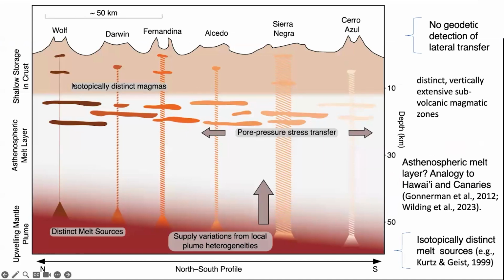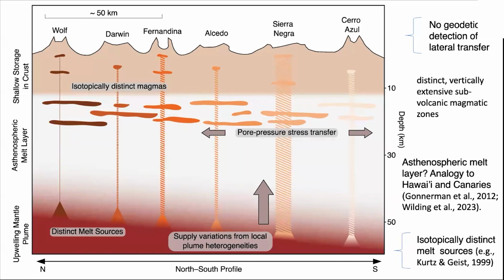So we have no geodetic detection of lateral transfer, and we have pretty good geodetic evidence and also some petrological evidence for the location of the reservoirs in different parts of the Galapagos. There's good evidence for distinct vertically extensive zones beneath the volcanoes through which magma is able to travel. So what we think is we have some layer which is sitting here at this sort of depth, in an analogous way to what you see in Hawaii, what's been imaged in Hawaii seismically, and it's also been postulated in the Canary Islands, through which you have some pore pressure stress transfer process.